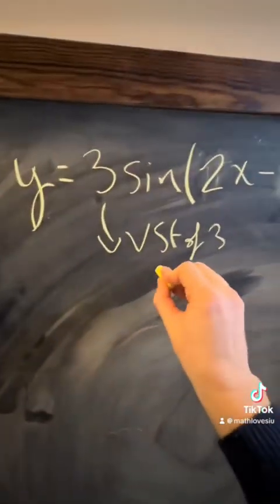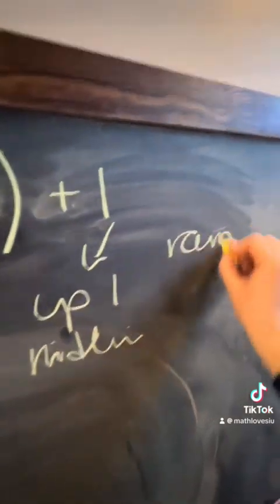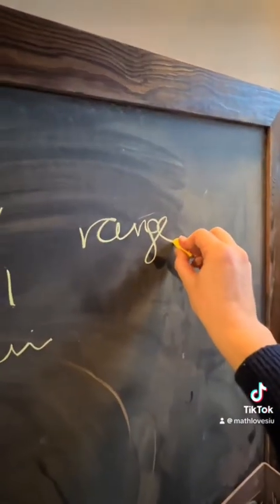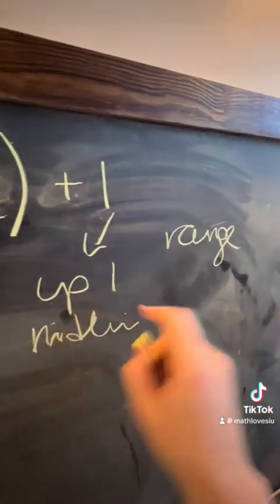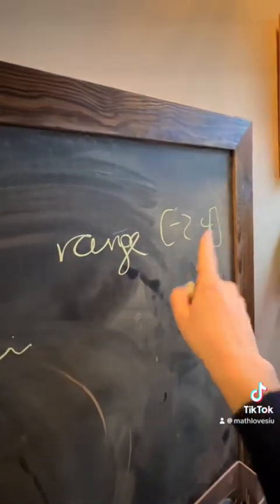And then you go plus and minus 3 from there. So the range is, all right, plus 1, plus 3. We're going all the way up to 4. Plus 1 minus the 3, I am going down to -2. That's my range. Find the range, find the midline, sketch that skeleton.